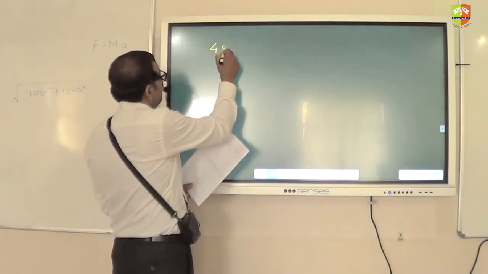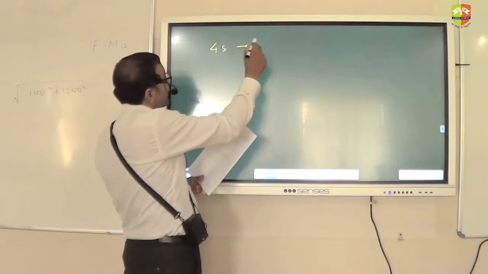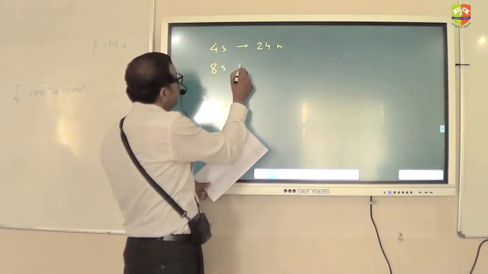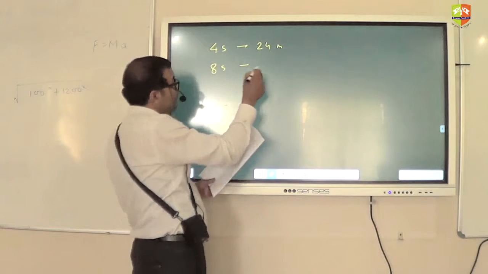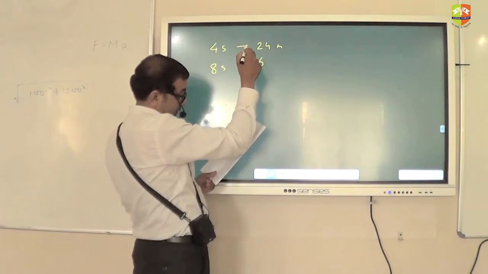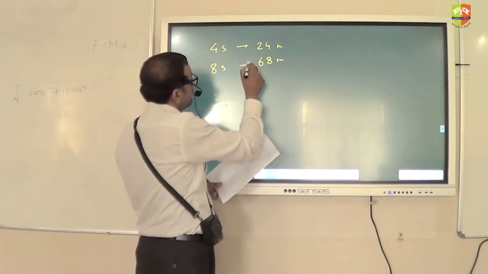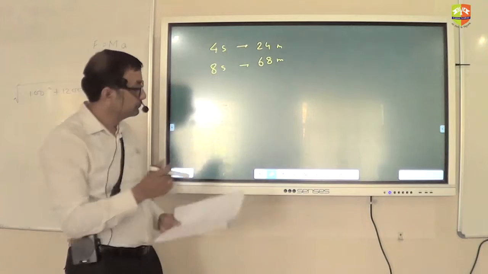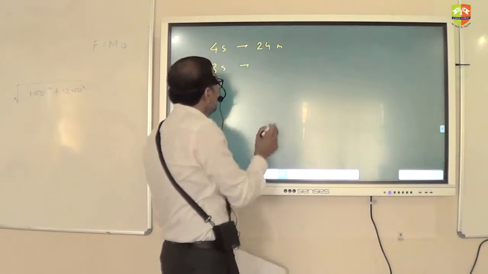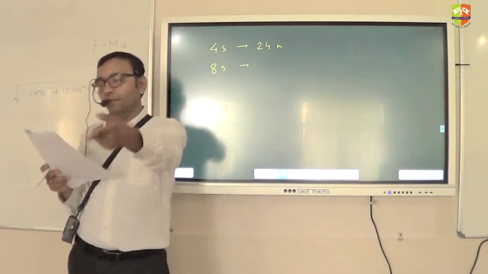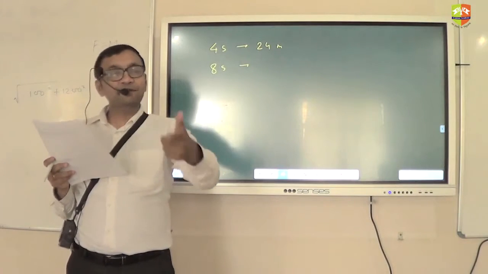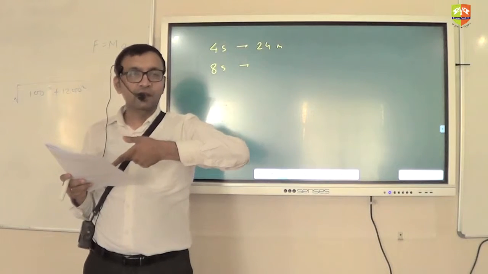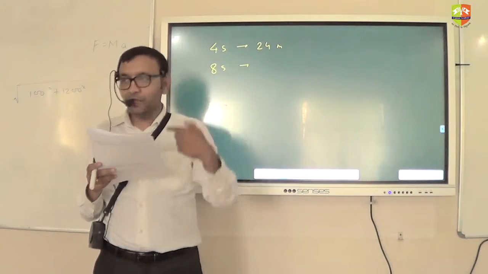So in 4 seconds it travels 24 meters. And in 8 seconds, how much does it travel? 64, yes. No, wait, wait. You're confusing. In 4 seconds, it travels 24 meters. 64, it travels in the next 4 seconds. That's what is written. So in 8 seconds, it travels 64 plus 24, which is 88.